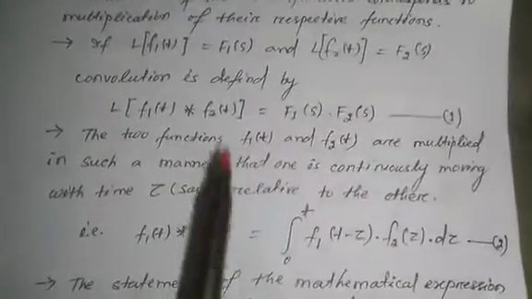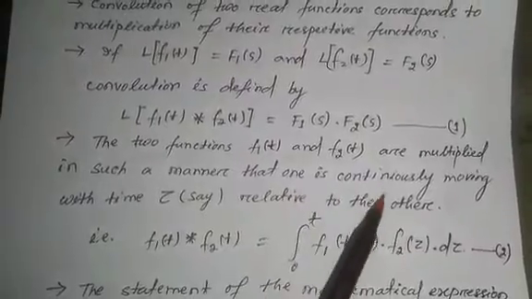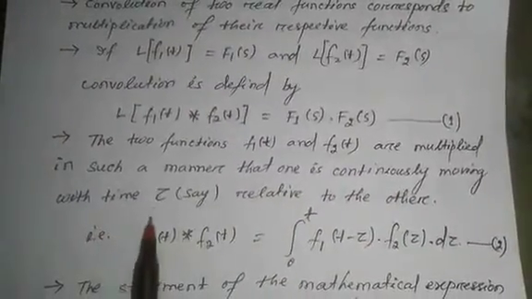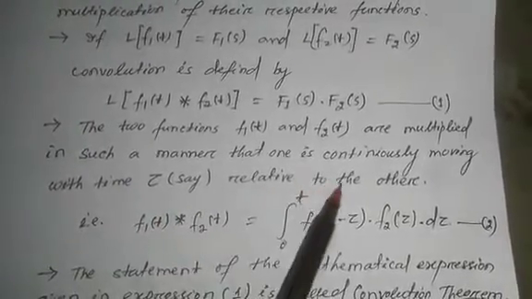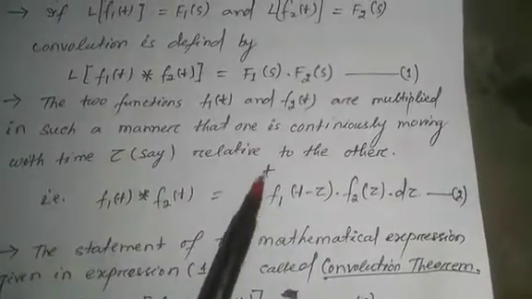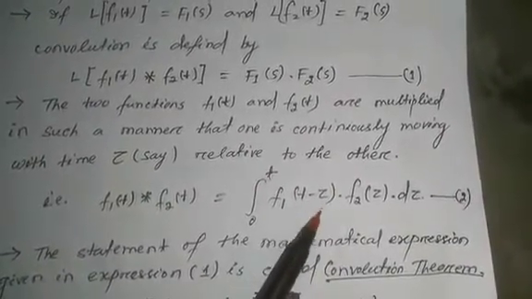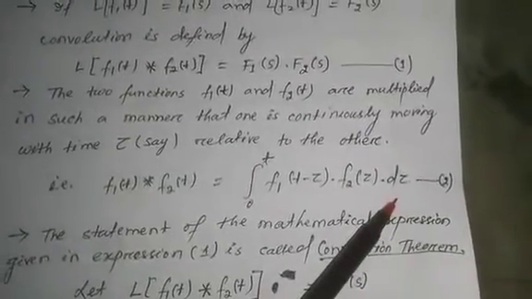The two functions f1(t) and f2(t) are multiplied in such a manner that one is continuously moving with time. Suppose tau, say this symbol is tau, relative to the other. f1(t) convolved with f2(t) is equal to the integration from 0 to t of f1(t minus tau) times f2(tau) d tau. Suppose this is your equation number 2.